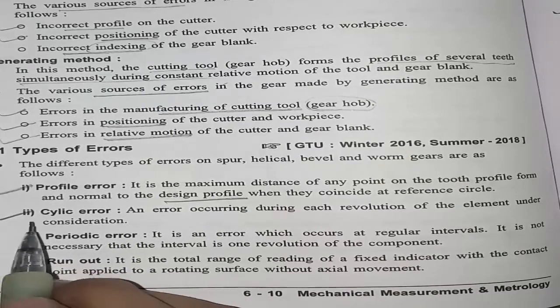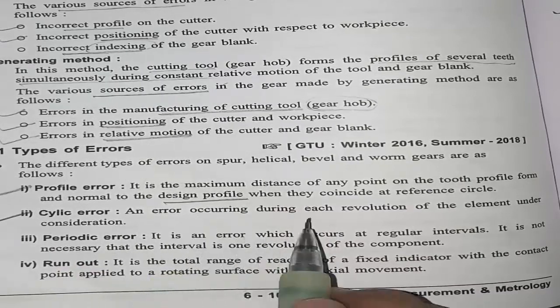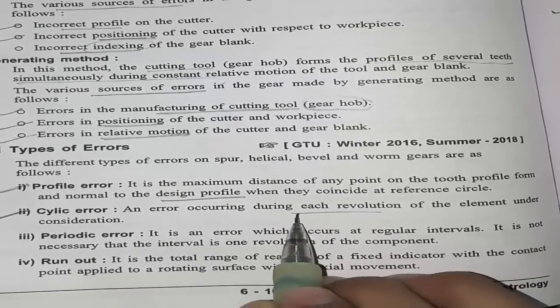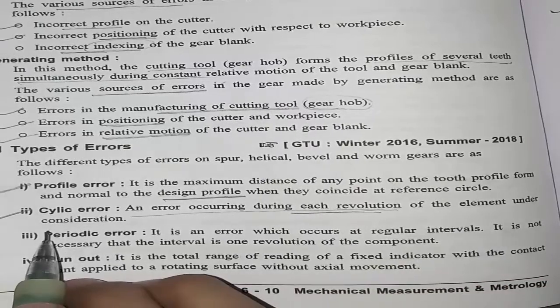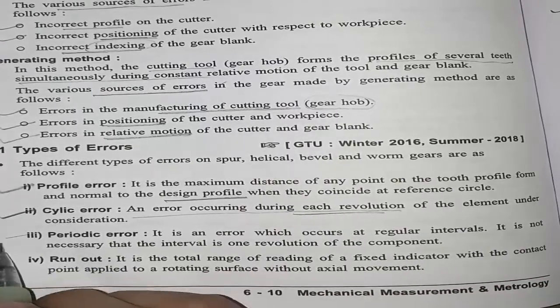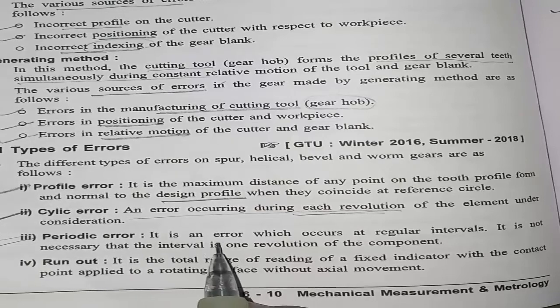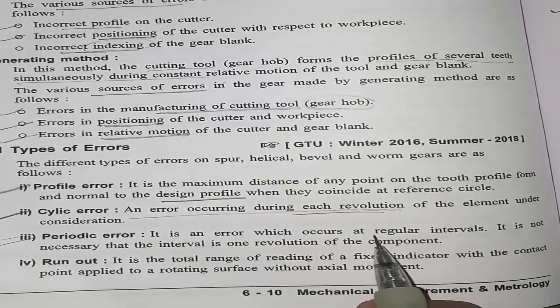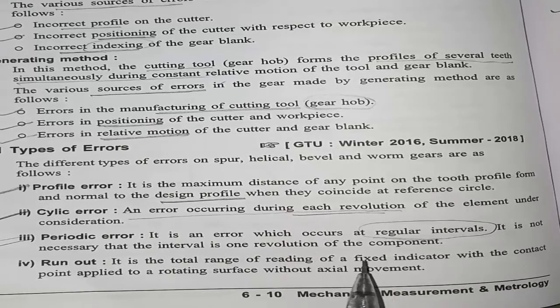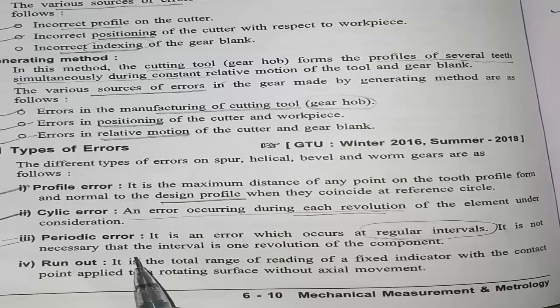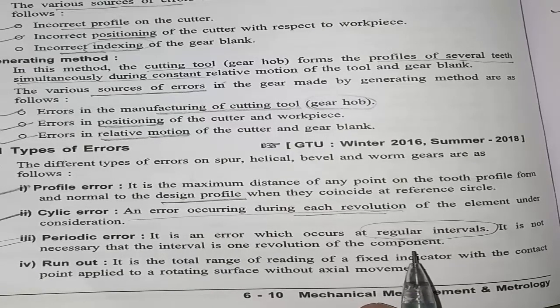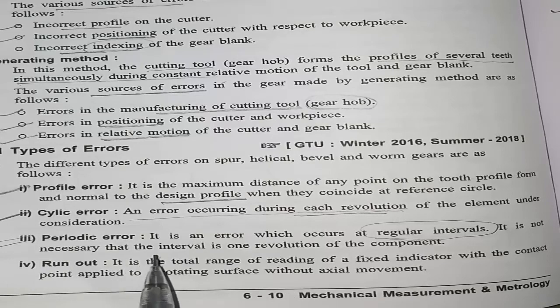Second is cyclic error. When the gear rotates for one revolution, the error occurring during each revolution of the element under consideration is the cyclic error. Then the third one is periodic error. It is an error which occurs at regular intervals. If a particular error comes at regular intervals, it is called a periodic error. It is not necessary that the interval is one revolution of the component; it is not necessary that it should occur in one revolution.